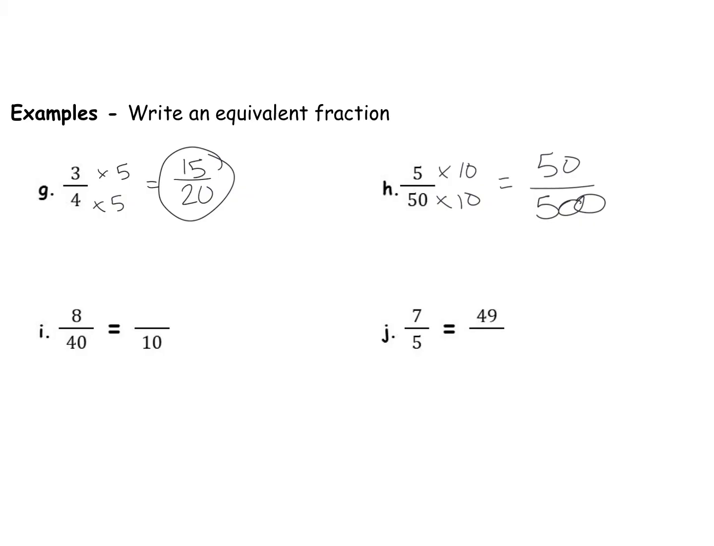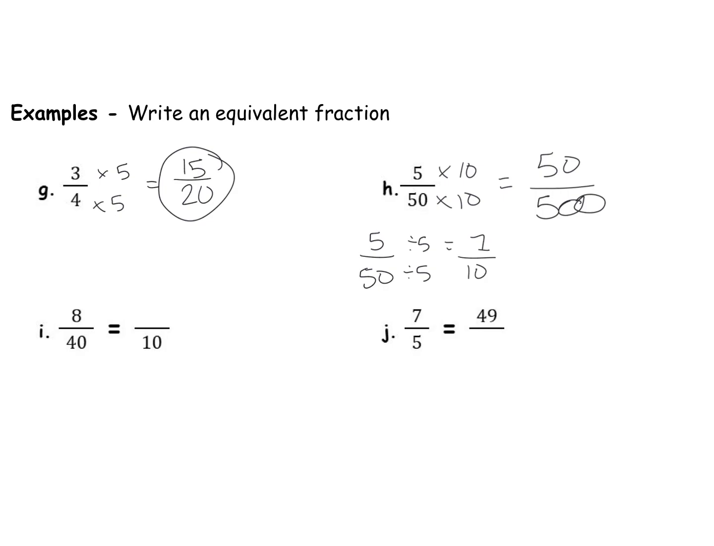Okay? What's cool about this one, 5 over 50, is this also works for dividing. Okay? This is simplifying. Right? I could have divided both by 5, and I'm still going to get an equivalent fraction.